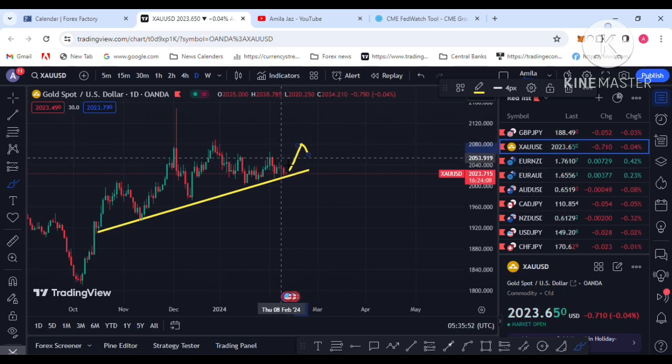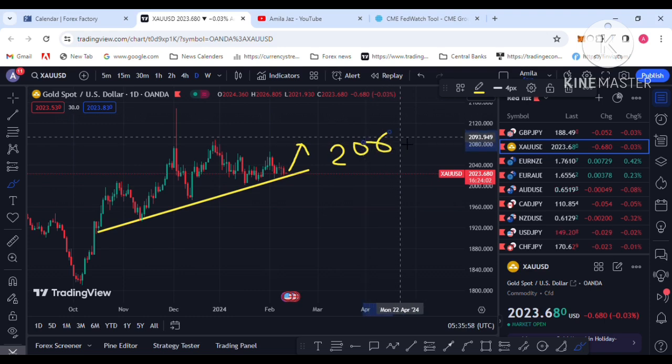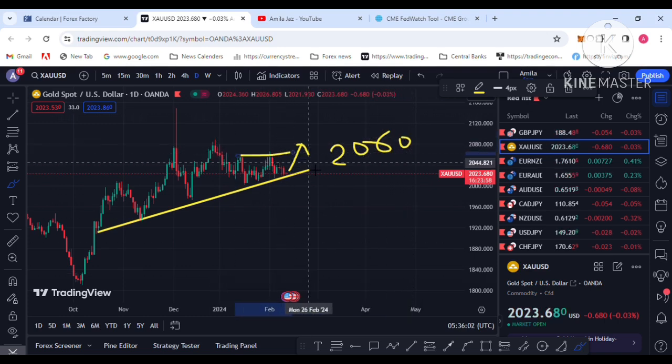A drop in the CPI data report will mean a dollar sell-off and will help gold demand to the upside, if the CPI data drops to 2.9 or below. That is my first forecast with the USA inflation report.